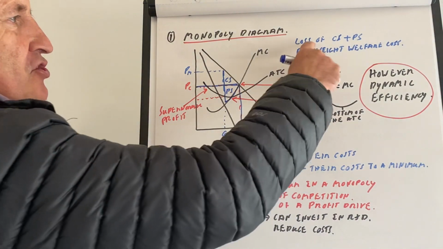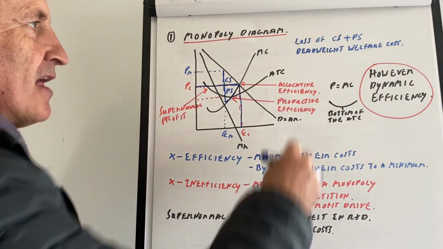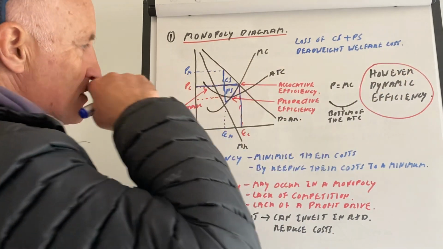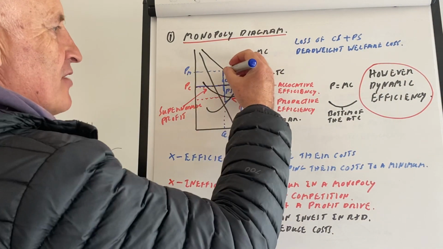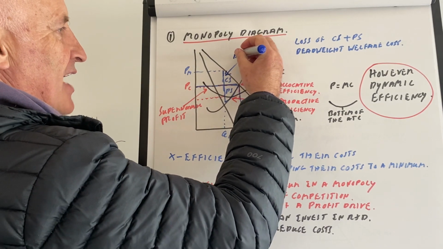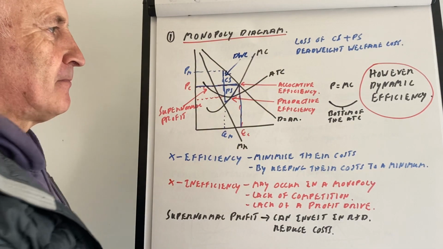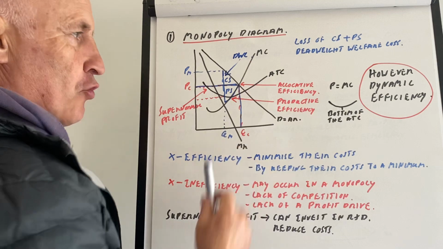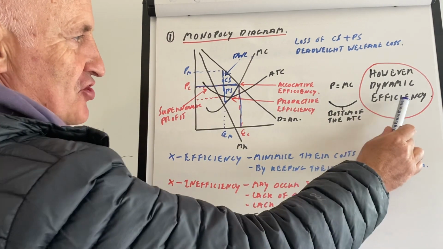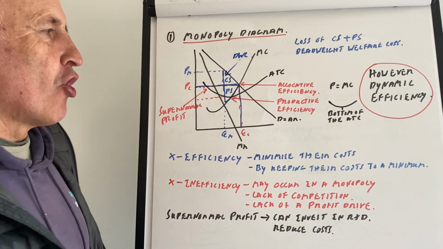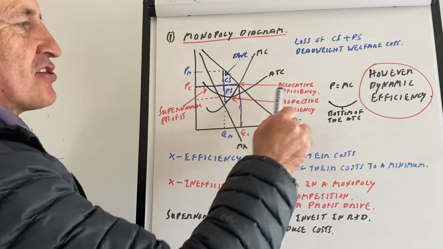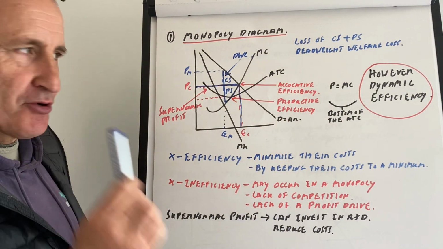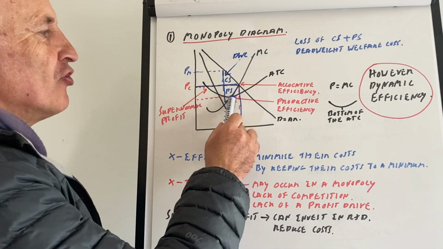So loss of consumer surplus and producer surplus is equal to a deadweight welfare loss, which is why you often see with the diagrams in the books that they call this bit here deadweight welfare loss. However, of course, we could also get dynamic efficiency in terms of a monopoly. However, with a monopoly, we will get allocative inefficiency and also productive inefficiency, because we are not at those 2 points.